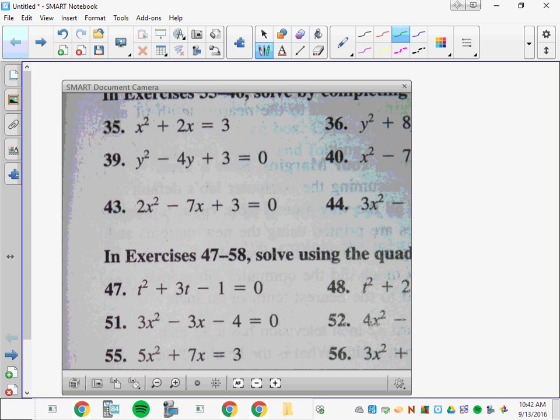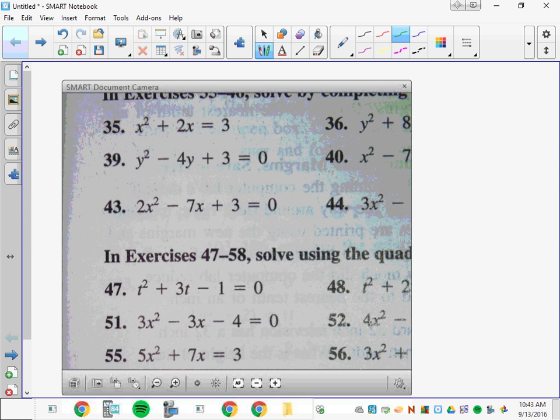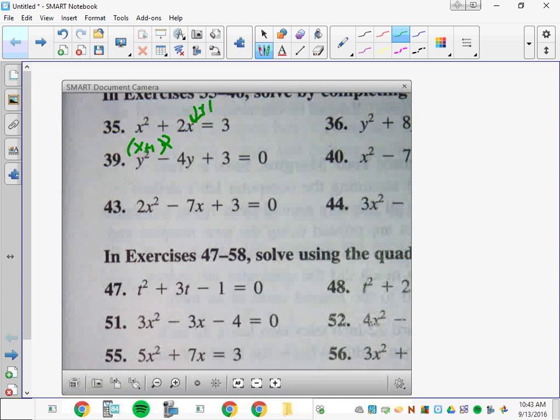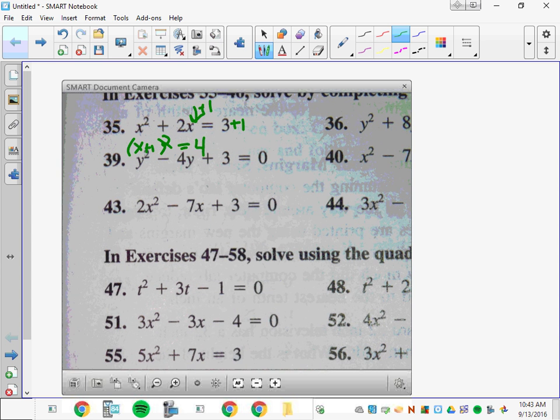Take a look at 35. I already have the constant moved to the other side, which is nice. What would the factor be? X plus 1 to the second. So what number am I missing? 1 squared, which is 1. So plus 1 and plus 1. So this equals 4. How do I solve it? Square root both sides and then subtract the 1.